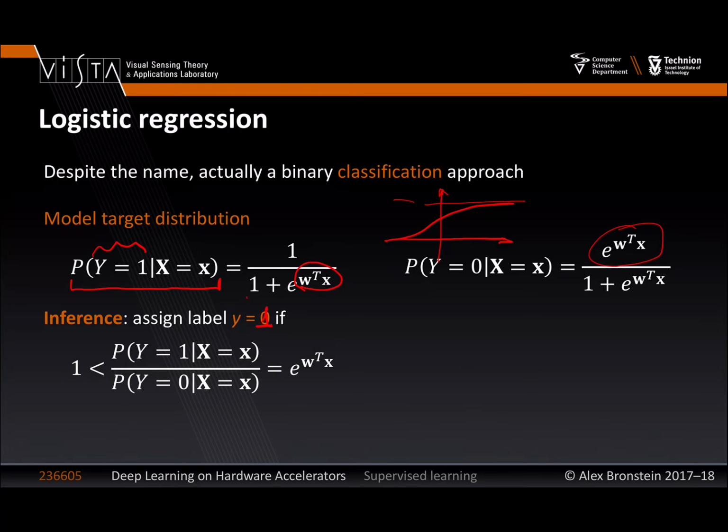So I'm going to just check this ratio, and this ratio, very simply, is just this exponential. The exponential of the inner product, the signed distance to the plane that we had. So if this exponential is bigger than 1, I'm going to assign label 1. If it's smaller than 1, I'm going to assign label 0, which happens if and only if the signed distance to the plane is bigger than 0. If I'm on the positive side of the plane. Makes sense, right?